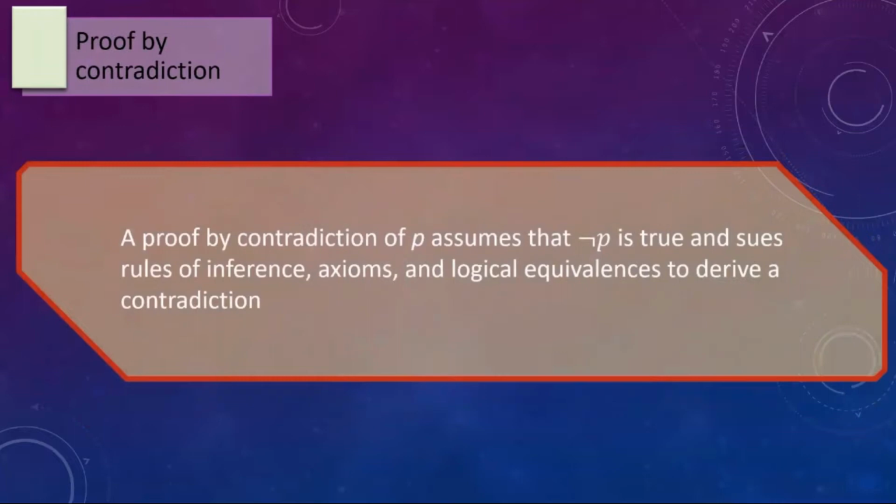Final technique, proof by contradiction. A proof by contradiction of P assumes that not P is true and uses rules of inference, axioms, and logical equivalencies to derive a contradiction.